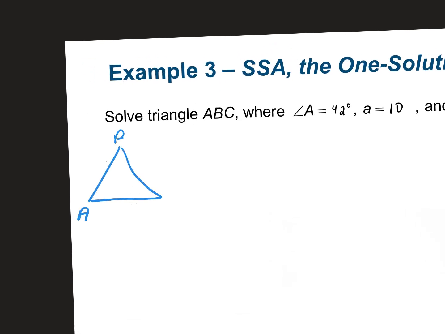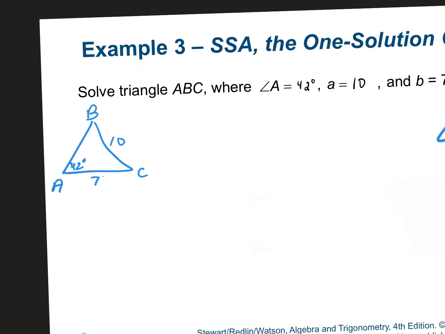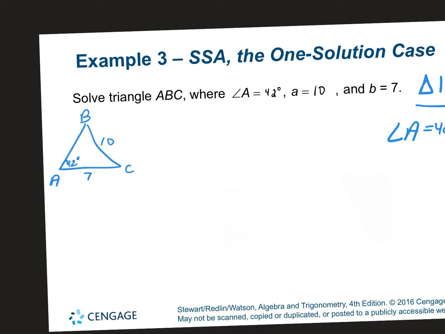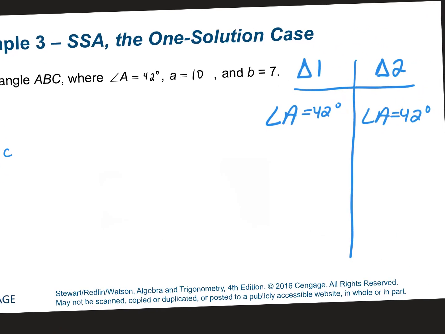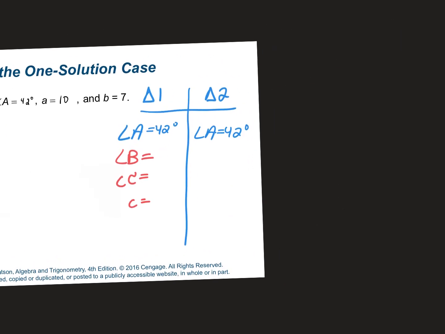So A, B, and C. Given is angle A is 42 degrees, side A is 10, and side B is 7. Did I write all that information correctly? 42 is across from 10. Side C is across from angle B, correct? So let's figure out what we are missing, what we're going to have to solve for. I have to solve for angle B, angle C, and then side C, agree? So if there's two triangles, I have to find that information as well: angle B, angle C, and side C.